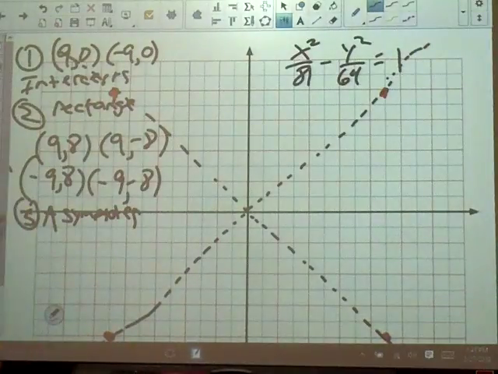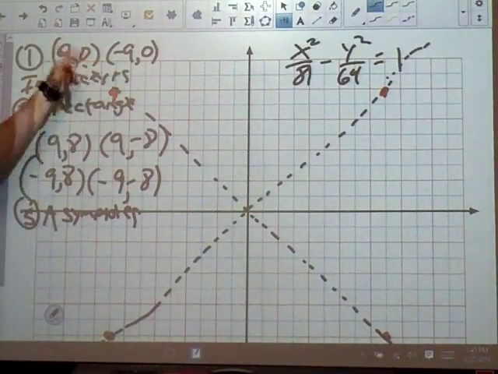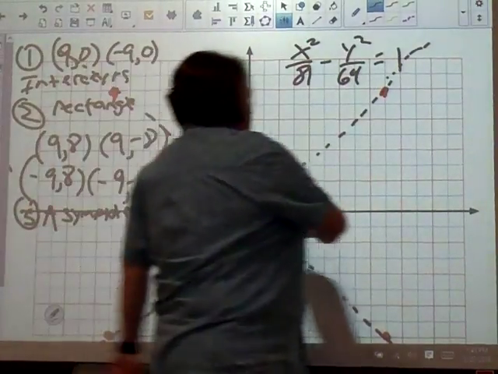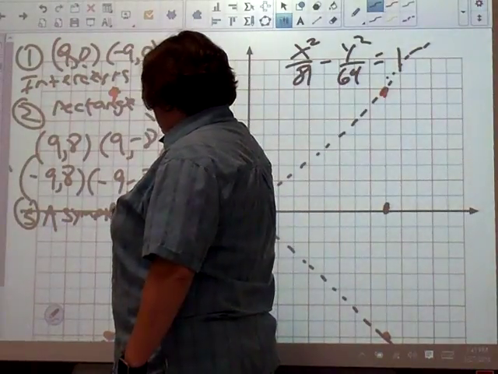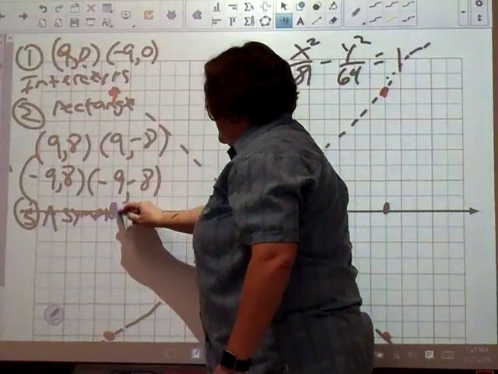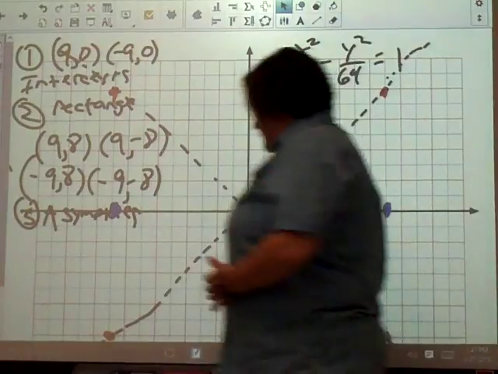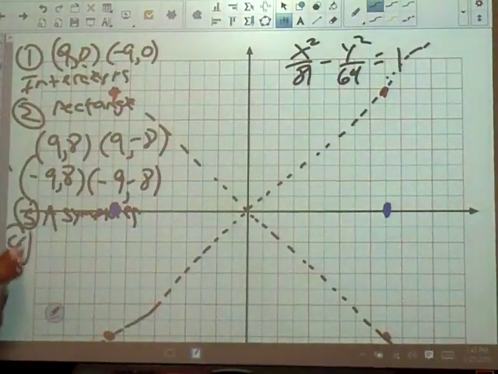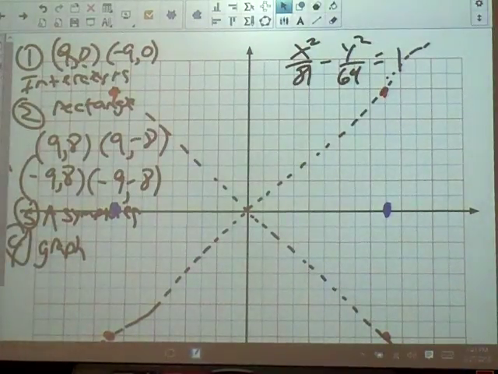All right, so step 1 intercepts, step 2 rectangle, step 3 asymptotes. Now the last thing, I haven't actually plotted these intercepts yet. I probably should have done that when I listed them earlier. So if I go over 9 and up 0, and over negative 9 and up 0, let me make them blue so you can see them. I've got those two intercepts there. So my last step, step 4 of the four-step process, is just to draw your graph. Now this is not going to be highly technical.